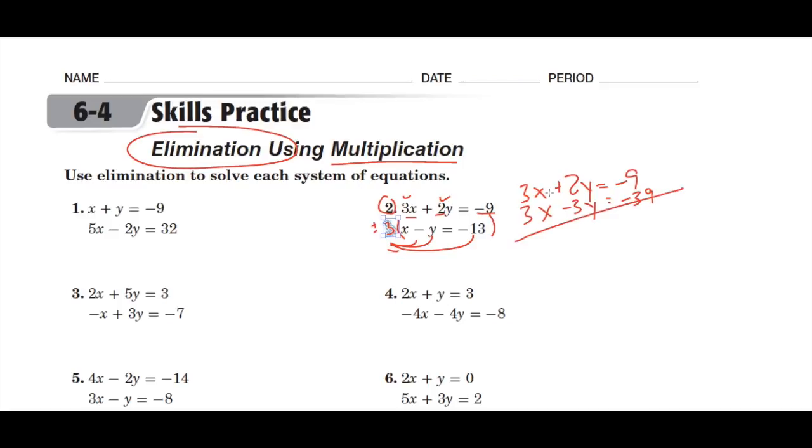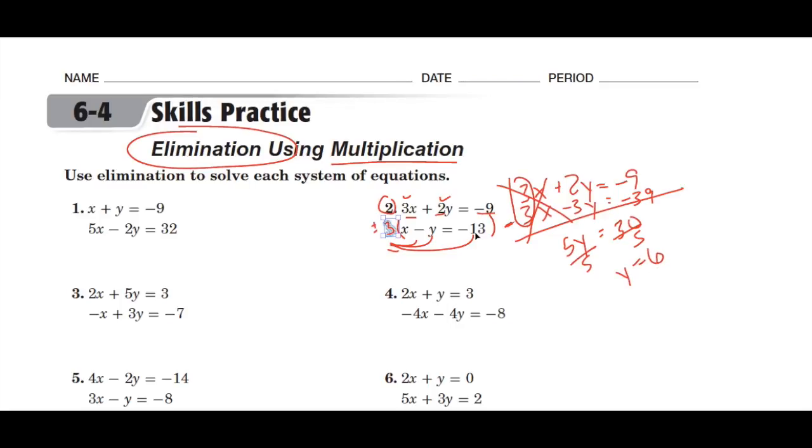Okay? And now I have the same coefficient for my x's, so I can subtract it and eliminate the x's. So 3x minus 3x is 0. Then I have 2y, take away a negative 3y, which is a positive 5y. And I have negative 9, take away a negative 39, which is negative 9 plus 39, which is 30. When I divide by 5, I get y is equal to 6.